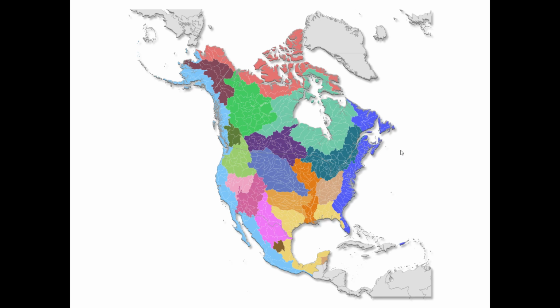We're going to be doing a lab with watersheds in the classroom, and so you'll get to see this a little bit more in detail.